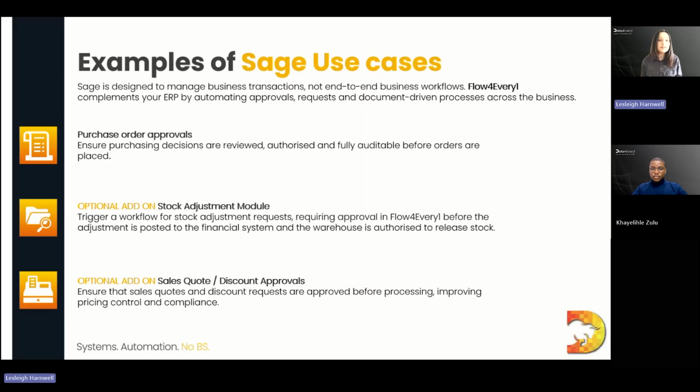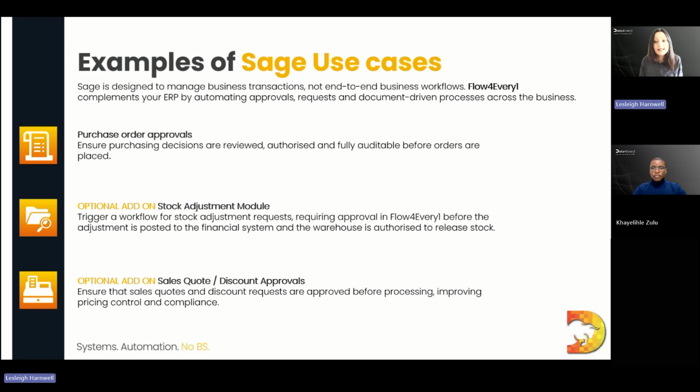Here we have some examples of Sage and Flow4Everyone use cases. As Sage is designed to manage business transactions and not end-to-end business workflows, Flow4Everyone complements your ERP by automating approvals, requests, and document-driven processes across the business. Addressing the need for Sage procurement workflow automation, Flow4Everyone is included out of the box with purchase order approvals at a flat rate of $185 per month, with unlimited workflows and 3 approvers per flow.